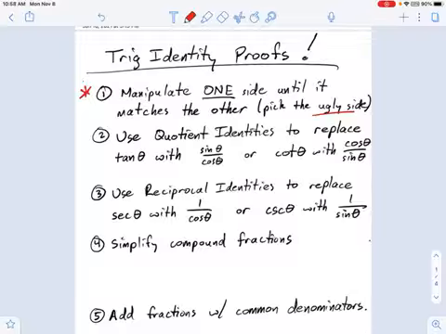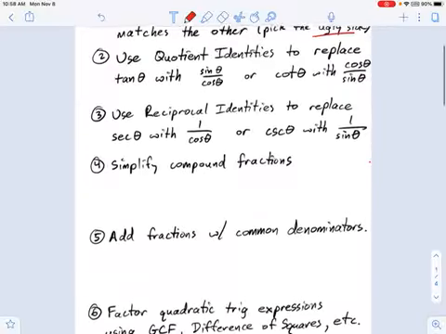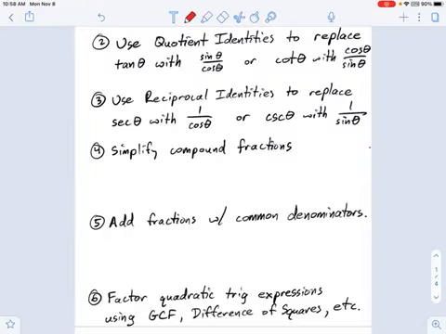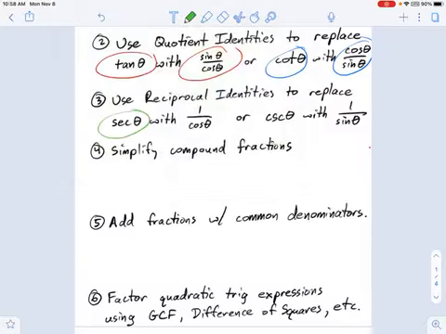If you don't know which side to make your changes to, whatever side looks more complicated, that's what you should do. Okay, now let's move on into the generally good idea strategies. None of these are things you have to do, but oftentimes they help quite a bit. Number 2, if you see any tangent functions, get those out of there. Turn them into sine over cosine. And likewise, if you see any cotangent functions, turn that into cosine over sine. These are the quotient identities. If you see secant functions, okay, secant turns into 1 over cosine, cosecant turns into 1 over sine by the reciprocal properties. And oftentimes, that will lead you into compound fractions.